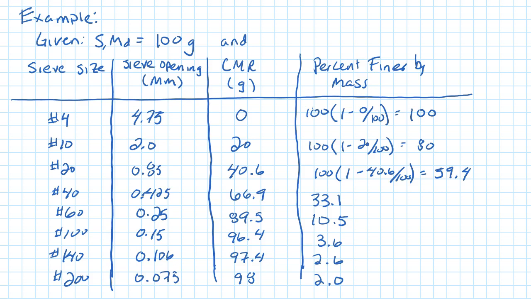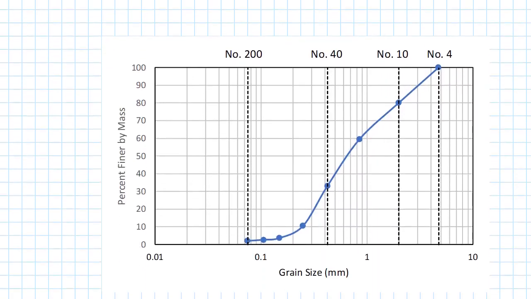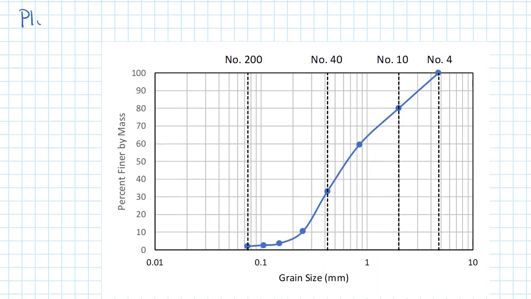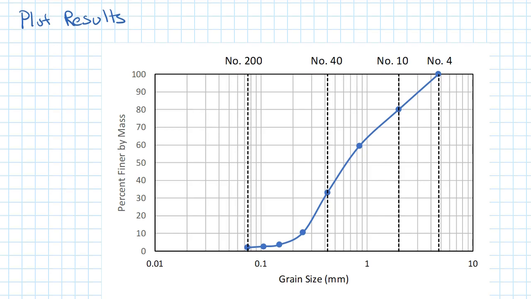The next thing we want to do is plot our results. And so let's look at a plot of this sieve data. In plotting the results, we'll generally use some software to do that. It's not convenient to plot by hand, so I typically use Excel to plot my sieve analysis results.